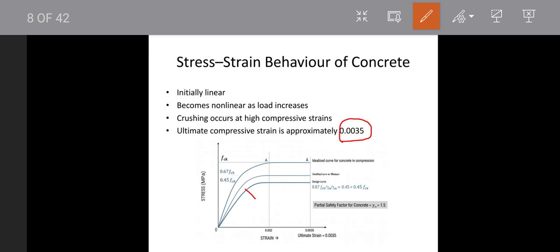So we always need to design in such a way that the strain created in concrete is less than 0.0035. So this is the nominal graph for concrete.